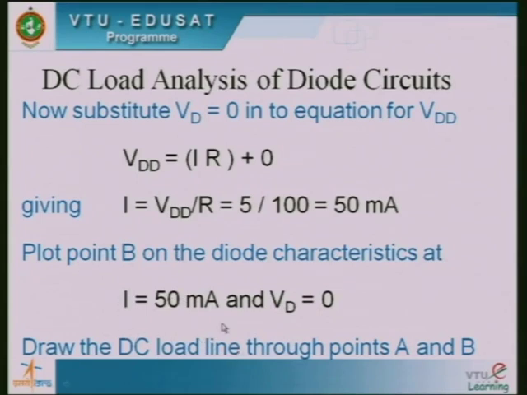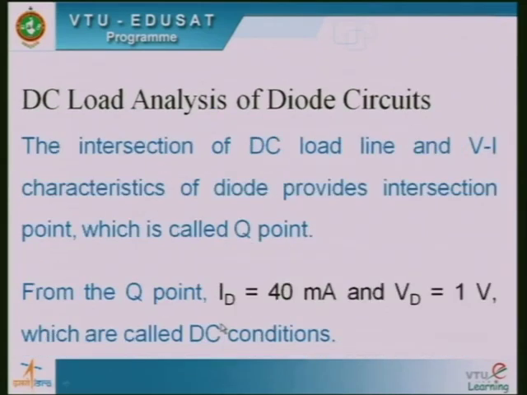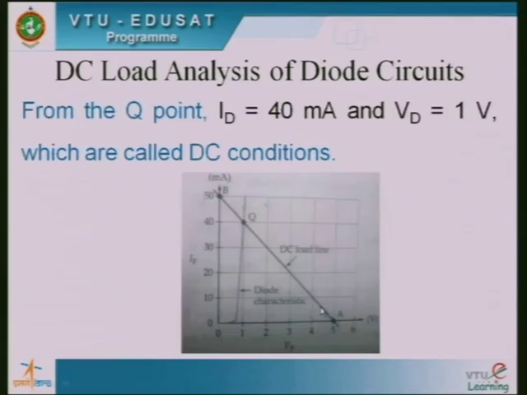Using these two points, point A and point B, you can draw a straight line which represents the DC load, and this is called the DC load line. The intersection of this DC load line and the VI characteristics of the diode provides the intersection point which is called the Q point. From the Q point you can note that ID comes approximately to 40 milliampere, and VD you will get as 1 volt. So these ID and VD are called the DC condition.